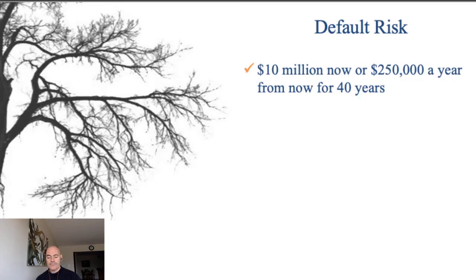Therefore, if you were to take the present value of this stream of income, $250,000 a year from now for 40 years, it will actually be less than $10 million now. And from an economic perspective, you of course take the big amount, which is $10 million now.